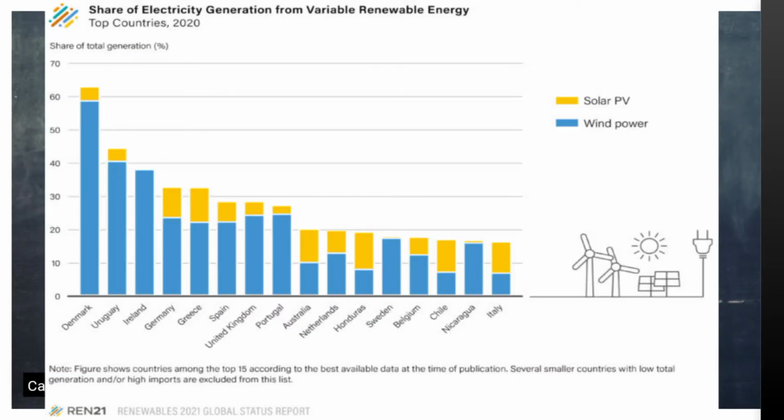Here this graph shows the share of electricity generation from variable renewable energies from top countries in 2020. Here Denmark and Ireland, and Denmark is the very highest in solar and wind power.